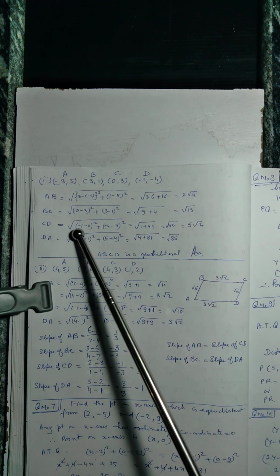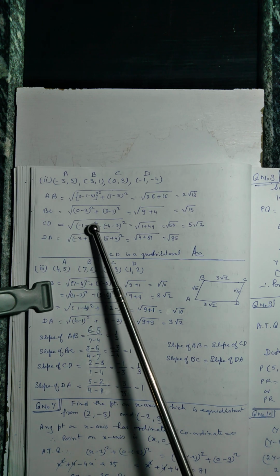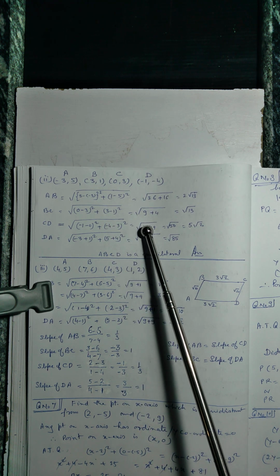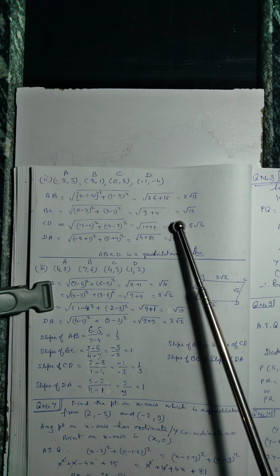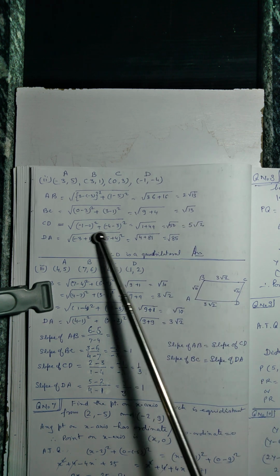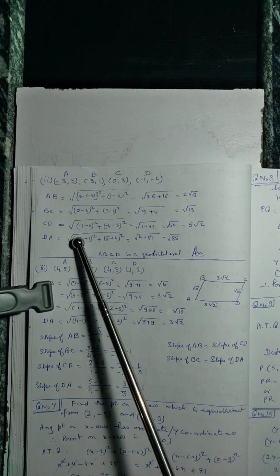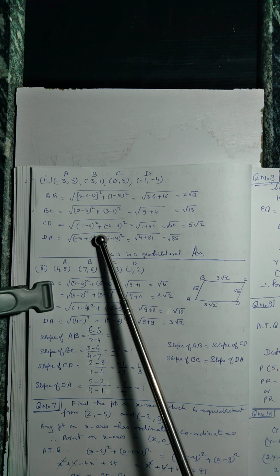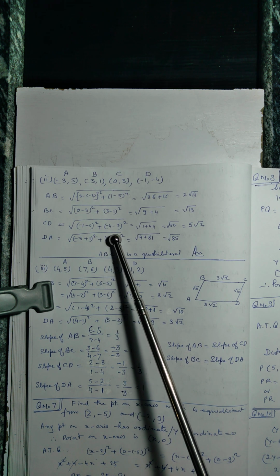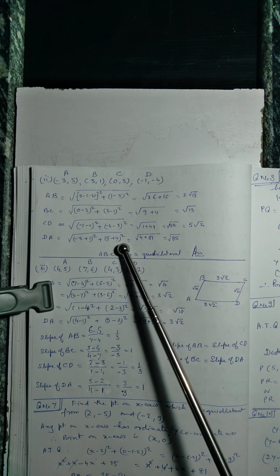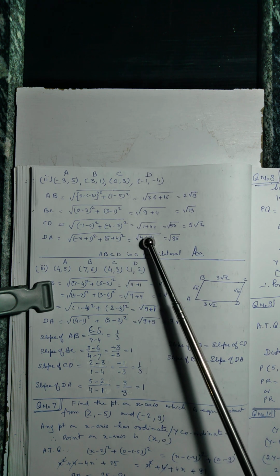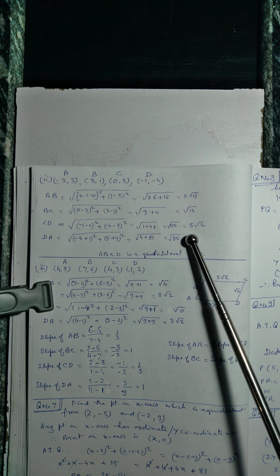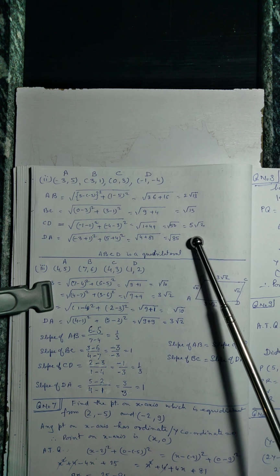Similarly for BC, you see 0 minus 3 whole square plus 3 minus 1 whole square. It will be equal to root of 9 plus 4. Again it will be equal to root 13. Now CD. CD is equal to root of (minus 1 minus 0) whole square plus (minus 4 minus 3) whole square. After solving it, you will get root of 1 plus 49, that will be equal to root 50. Again, it can be written as 5 root 2.